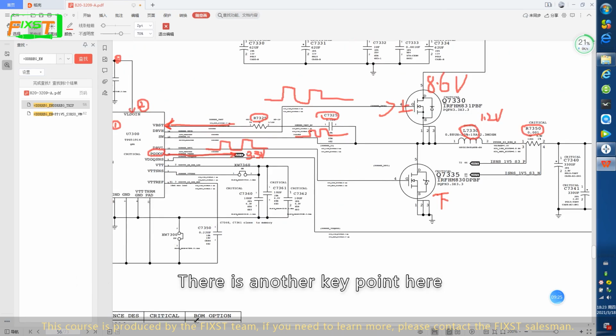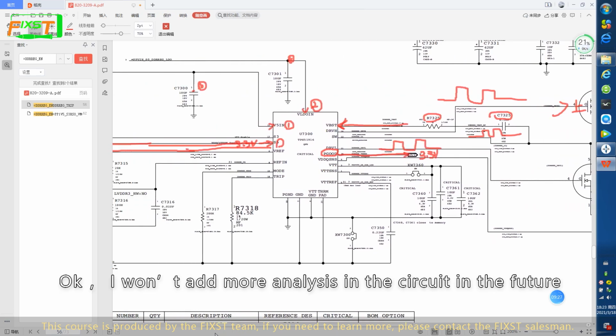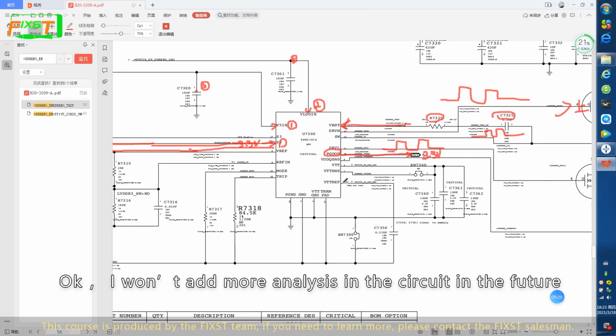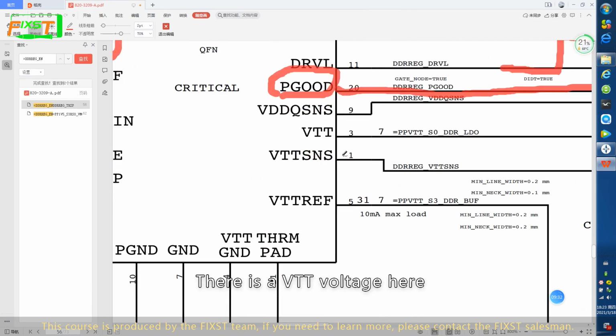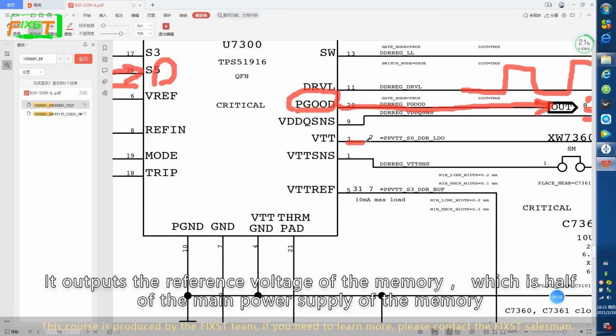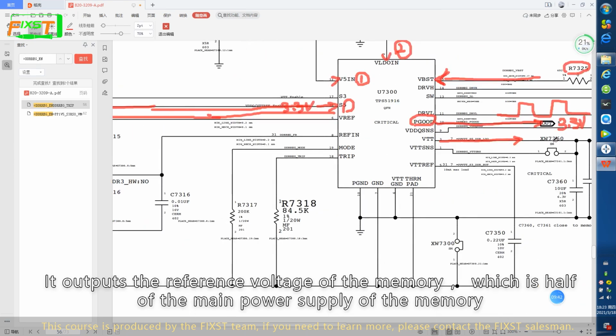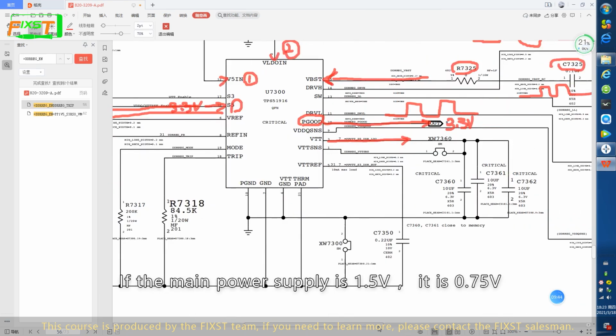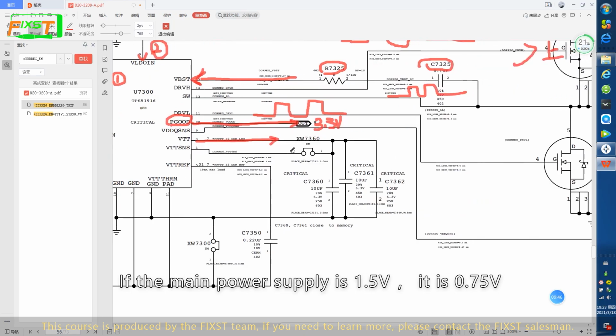There is another key point here. Okay, I won't add more analysis in the circuit in the future. There is a VDD voltage here. This memory power supply IC has a voltage stabilizer inside it. It outputs the reference voltage of the memory, which is half of the main power supply of the memory. If the main power supply is 1.5 volt, it is 0.75 volt.